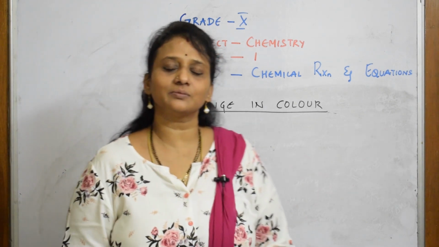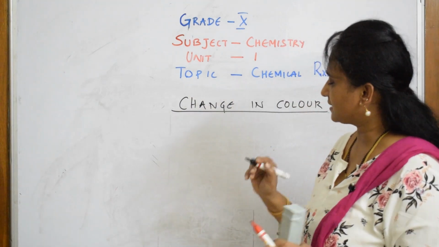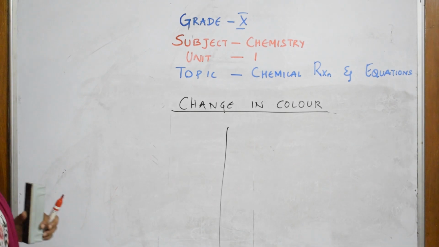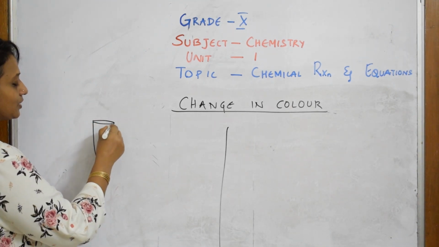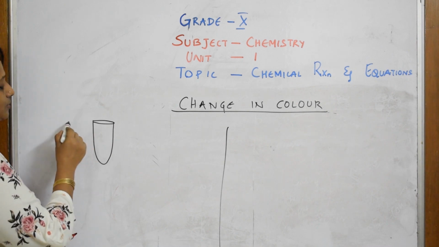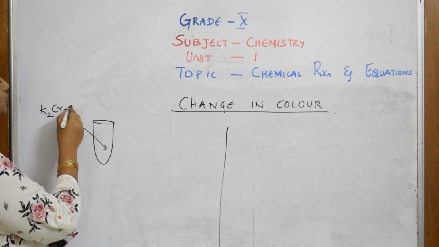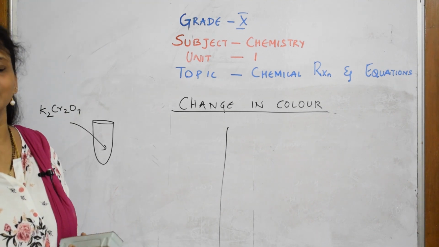Here are the important examples which they ask you in grade 10. I'm going to take two examples, both very important for you. Please note it. Suppose I have a test tube. To this test tube I'm going to add potassium dichromate, K2Cr2O7. For you, nothing to remember with the formula, because you've just entered this chemistry subject.